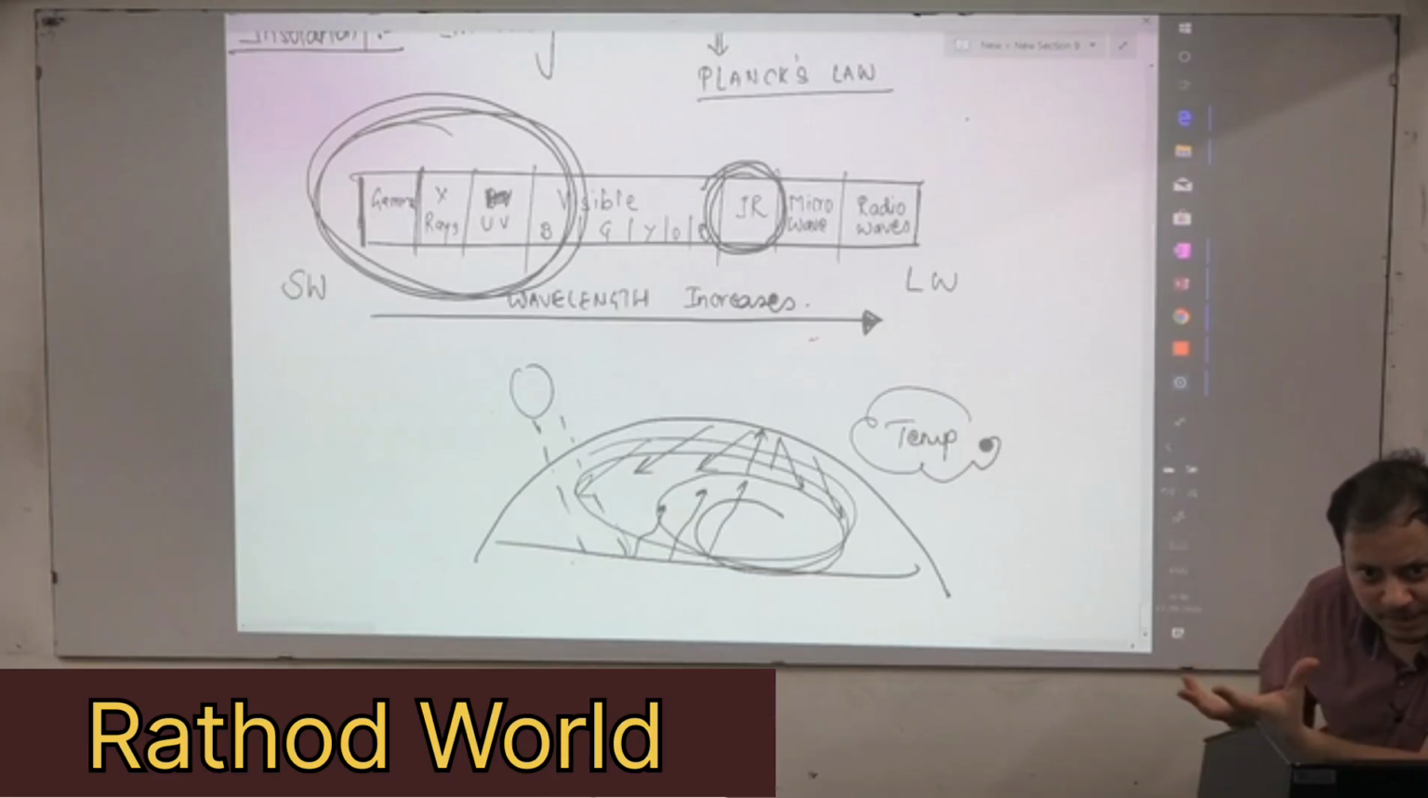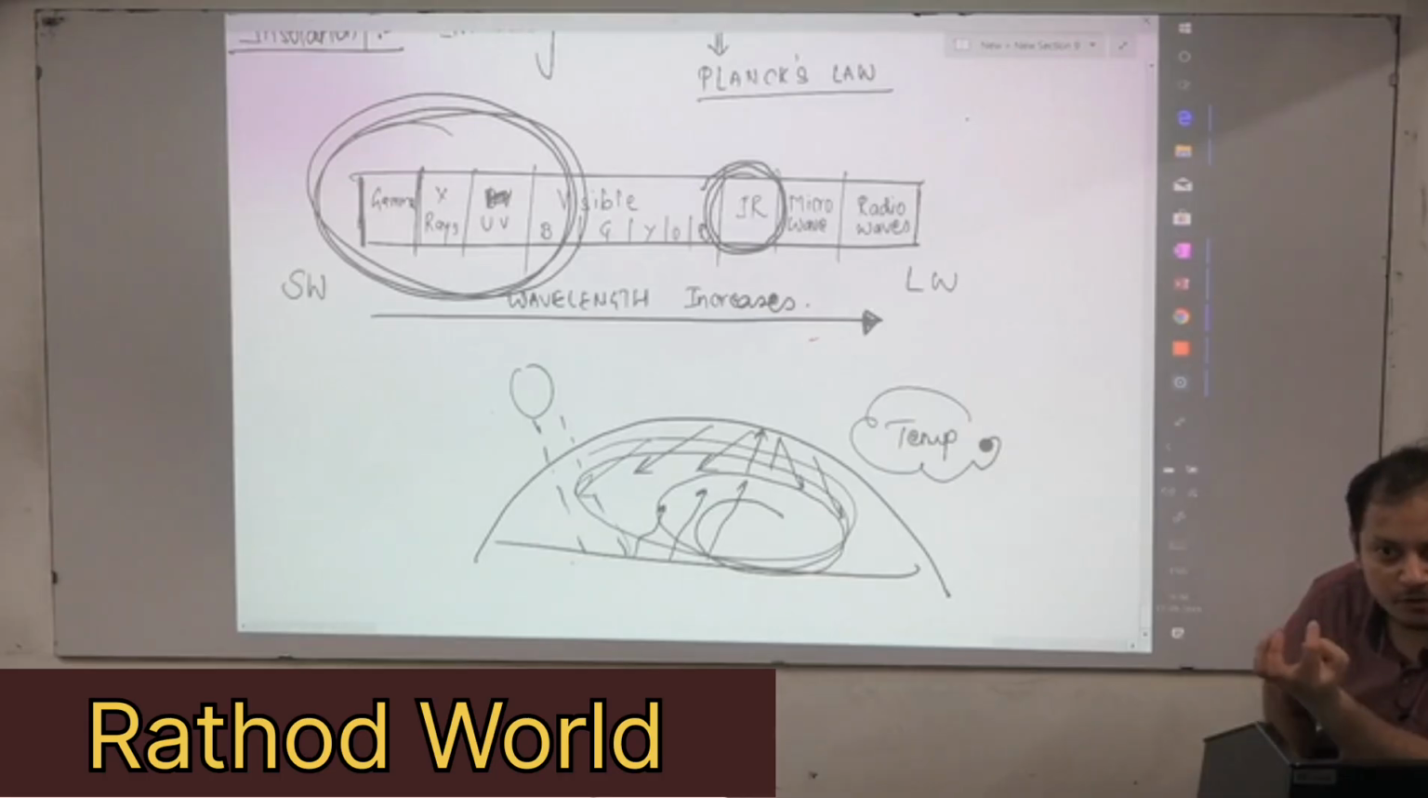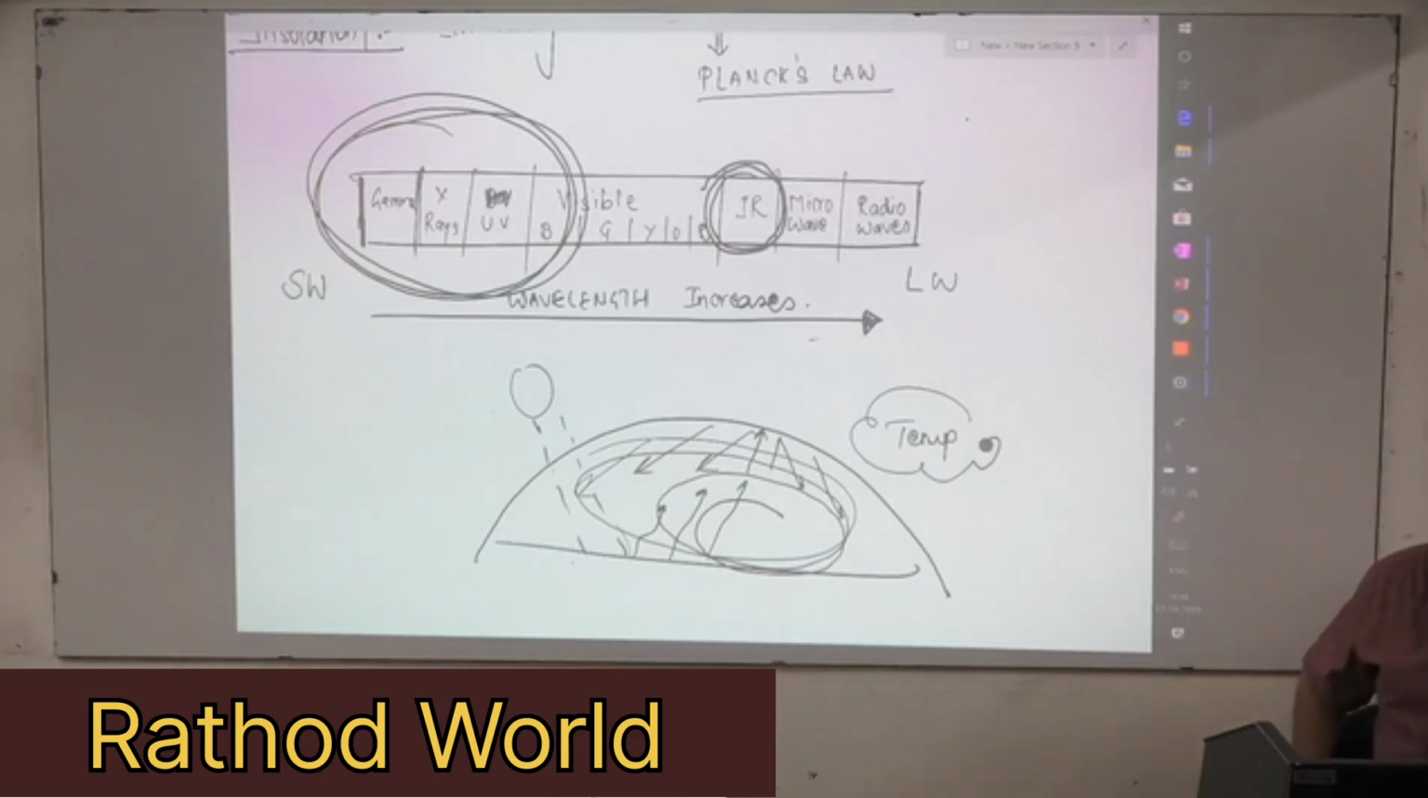What happens to the visible light? Most of the visible light is utilized for the process of photosynthesis. What happens to the radio waves? Earth naturally cannot produce radio waves. Earth naturally cannot produce microwaves. They are produced by some instruments.